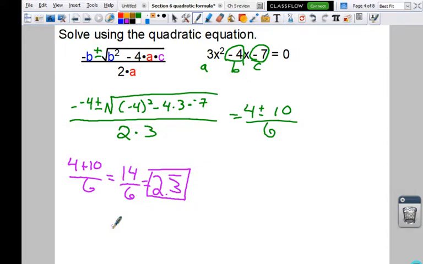Okay, I got a plus minus right here in the middle. That means I got 2 problems. I did 4 plus 10. I haven't done the minus yet, so I gotta do the minus. 4 minus 10 divided by 6.